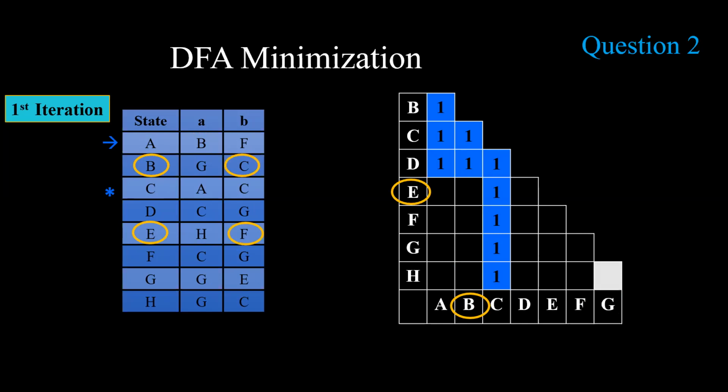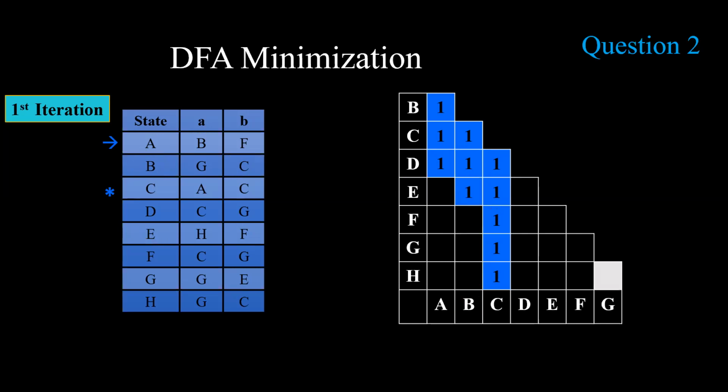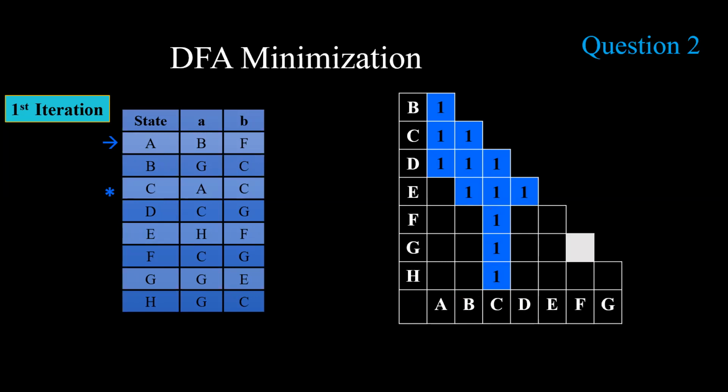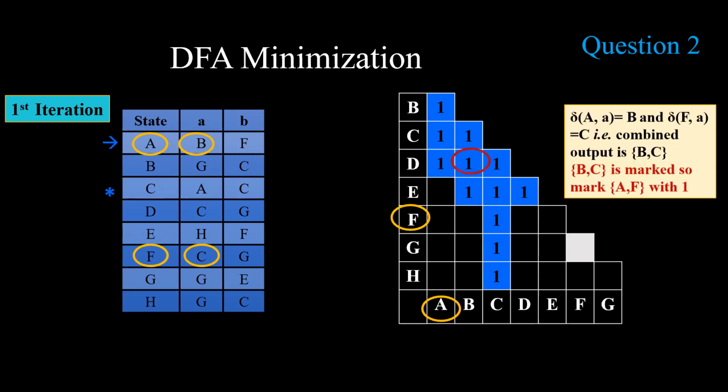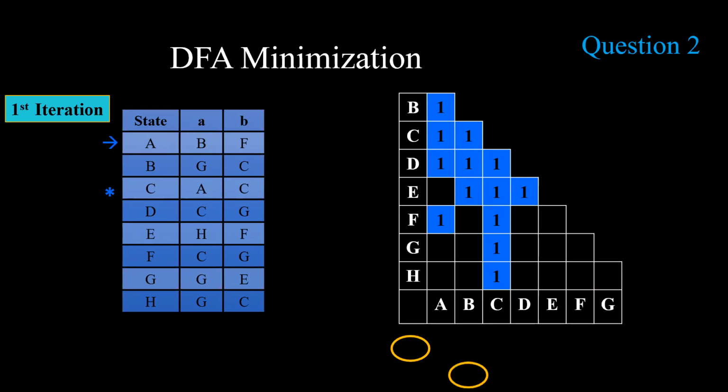Now we move to BE on B. This gives us CF. Since CF is already marked, we will mark BE with 1. Next, we move to DE. DE on A gives us CH. CH is already marked, so we will mark ED. Likewise, we move to FA. FA on A gives us BC. BC is already marked, so we will mark FA. We move to FB.